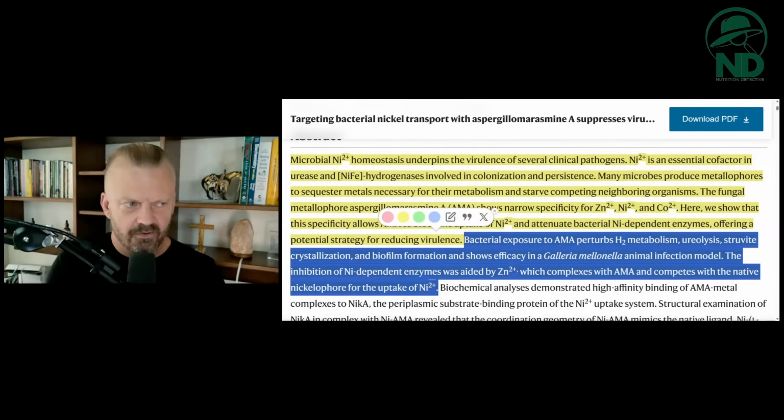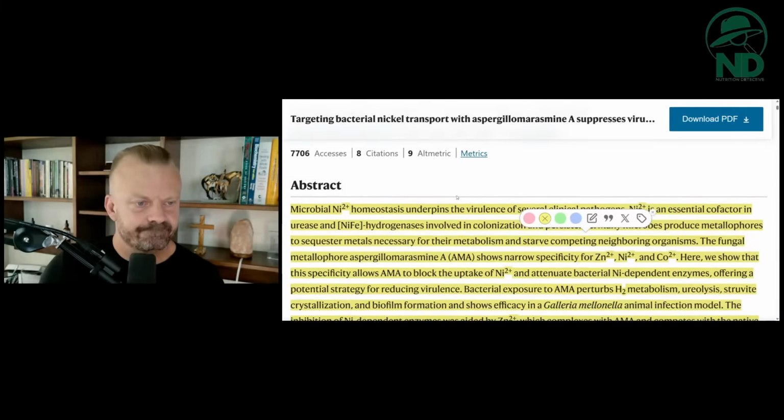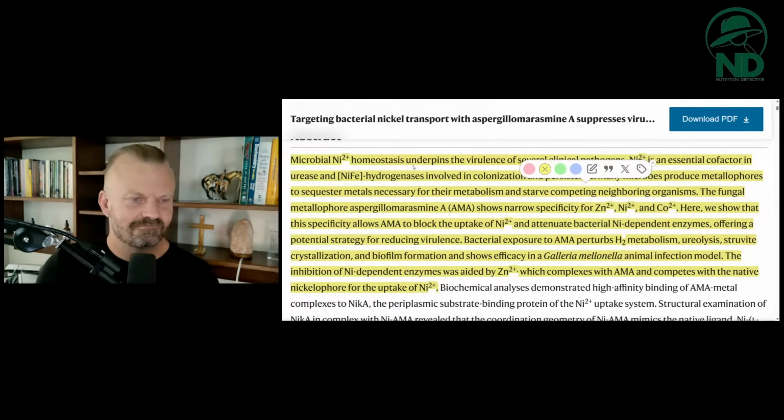We keep seeing the same patterns: the things we like tend to do good things, and the things we don't like tend to do bad things. So inhibiting nickel causes less problems. And then let's just hit on this one real quick. Did we do this one already? Oh, yeah, we did this one already. Sorry, let's go to the next one.